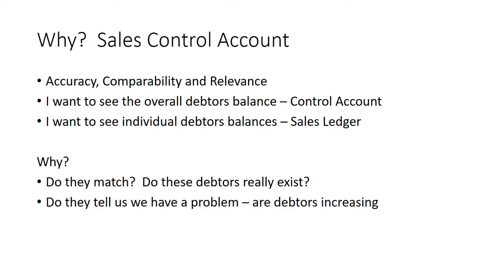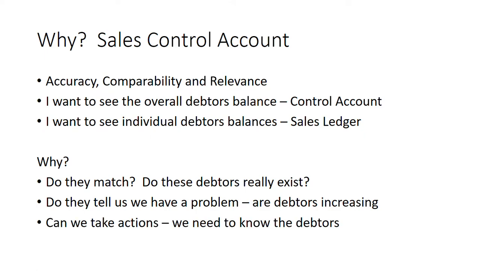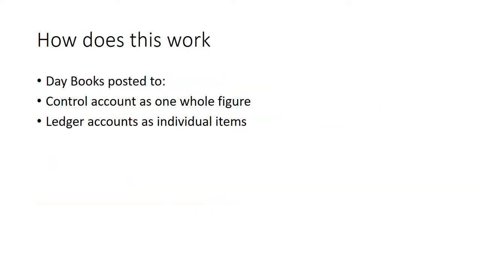I can see whether we have a problem, are debtors increasing as an overall, and I can take actions by looking at the individual debtors and looking at what's going on within those figures. I can either be comparing the external document that comes in from outside to their debtor balance in the sales ledger and see whether I've got an error. I can look at the age analysis, which I'll take you through in a minute, to see whether they're paying on time. So, how does this work?